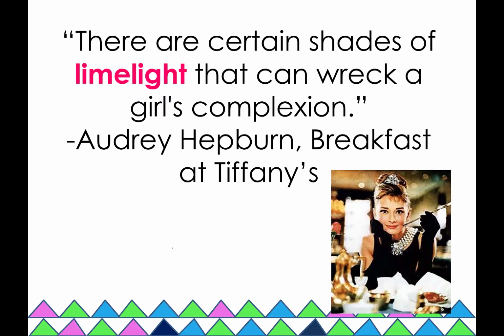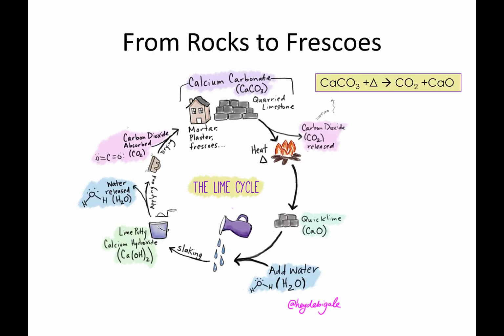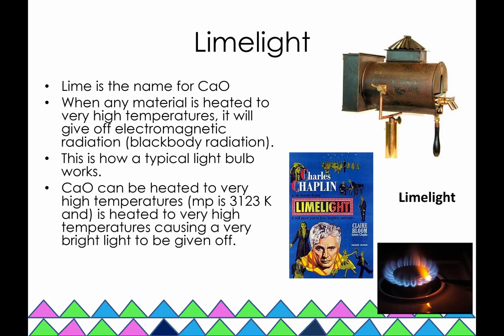Okay, another way that you've probably heard of calcium used is the term limelight. We just mentioned that lime is another name for calcium oxide. Specifically, quicklime is calcium oxide and slaked lime is calcium hydroxide. When you heat up any material to a really high temperature, it will give off light in the form of black body radiation. That's how a traditional tungsten light bulb works.